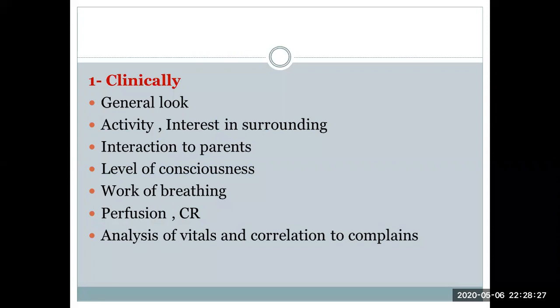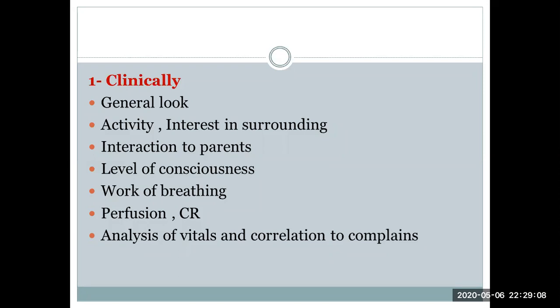Juniors, please. Activity, interest in surroundings, interaction with parents, level of consciousness. All of this needs just a minute from you to assess. Work of breathing: if the patient is working hard, struggling to breathe, that would reflect that something is ongoing. Let me give you an example. If the patient is preoccupied with himself, not interested in looking at you, just concentrating on breathing, that means something is wrong with your patient. If the patient is not interested in fighting you or reacting, or in his social distance per age, there is something wrong. You need to know.